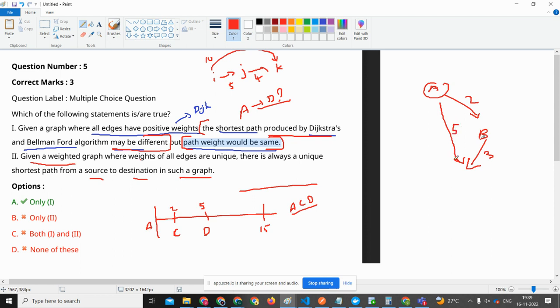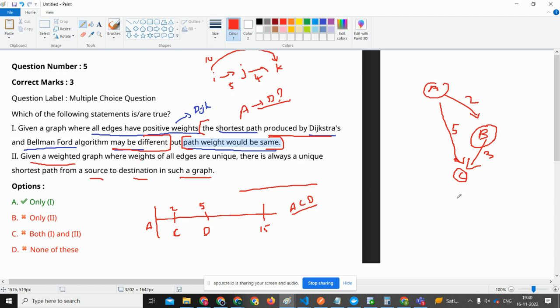Something like this. Afran, please go ahead. Yeah, so I think the second statement is mostly a continuation of the previous discussion that we had. In the previous example itself, we had equal weight from source to destination, but we are having different paths. So that is a counterexample for this, right?